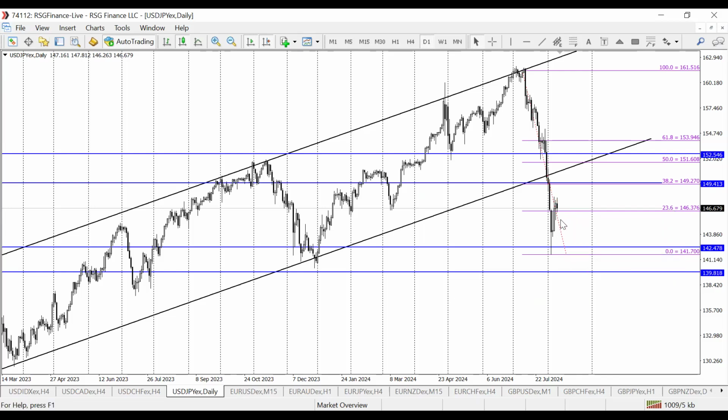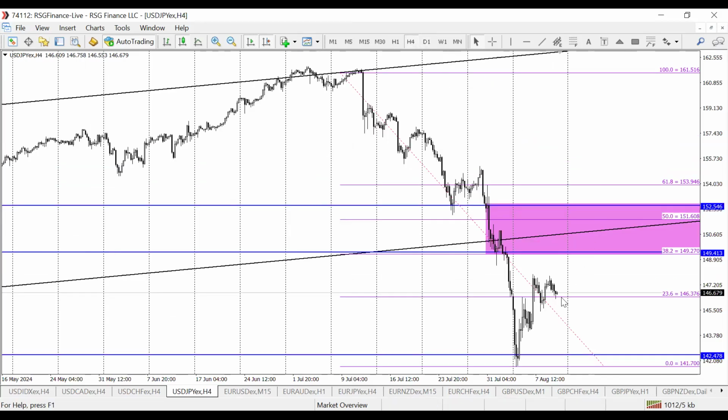So right about now, you see we've been able to retrace into the 23.6 Fibonacci level. I would like to see price retrace further into at least the 50. Well, we can start from the 38.2 towards the 50. If we get any retracement into this level, this would be a fantastic area, guys, to look for selling, to look for those short positions. Okay, so take it down to H4 and you will see.